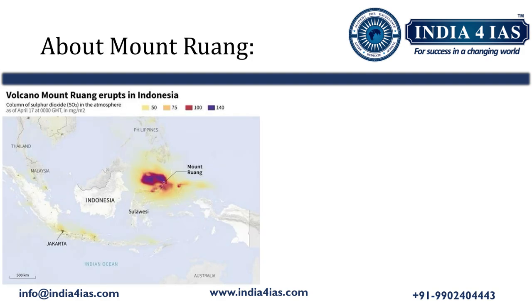Mount Ruang is a stratovolcano located in Indonesia's North Sulawesi province. Here we can see the location of Mount Ruang. Coming to the nearby geographic features, the Indian Ocean is located in the southern part of Indonesia. To the east we have the Papua New Guinea islands, to the west we have Malaysia, and in the north we have the Philippines. Jakarta is located towards the northeast of Mount Ruang.